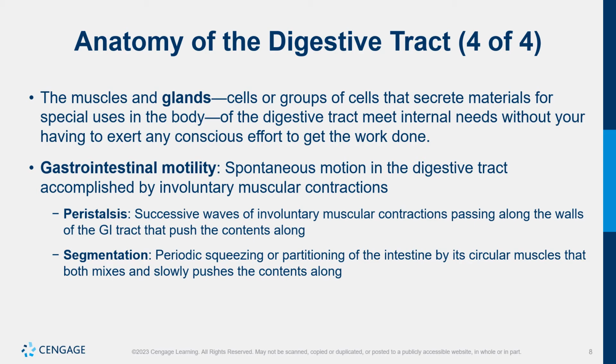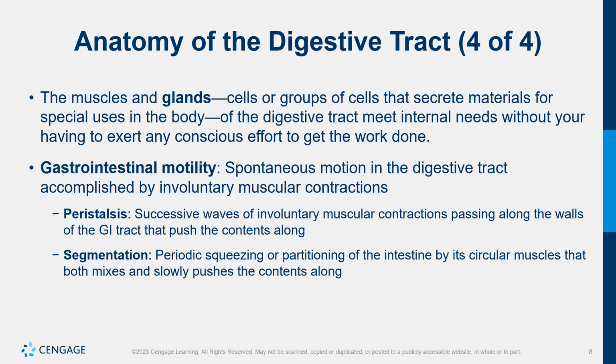The muscles and glands of the digestive tract are very important. There are cells or groups of cells that secrete materials such as bile and hormones and enzymes that facilitate digestion. And the muscles create the gastrointestinal motility that is needed to move food down the digestive tract and to also move food back and forth to allow it to mix with digestive juices.